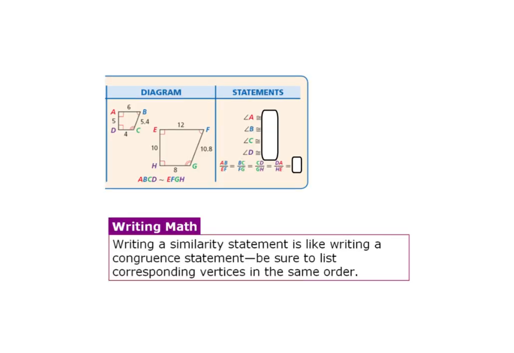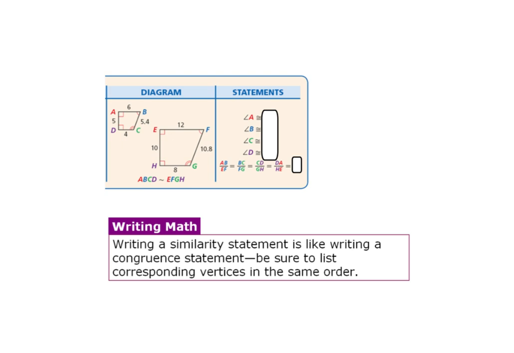Here are 2 polygons that are similar. You'll notice that all of the corresponding angles are congruent. They give us a similarity statement. That's what tells us which angle is congruent to which. So here I can tell angle A is congruent to E. Angle B is congruent to angle F. Angle C is congruent to angle G. And angle D is congruent to angle H. The order matters. The order tells us which angles are congruent.